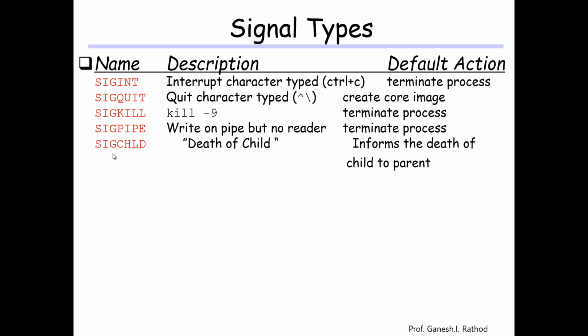When the parent receives this signal, SIGCHLD, the parent process understands that one of its child processes is dead. In this way, signals are sent between processes and actions are taken.